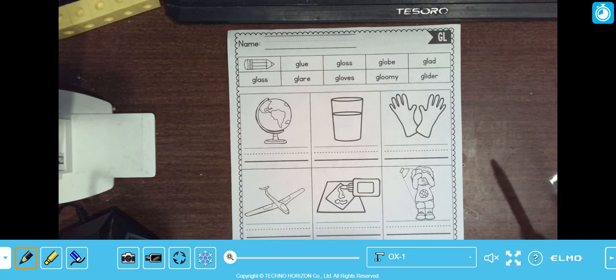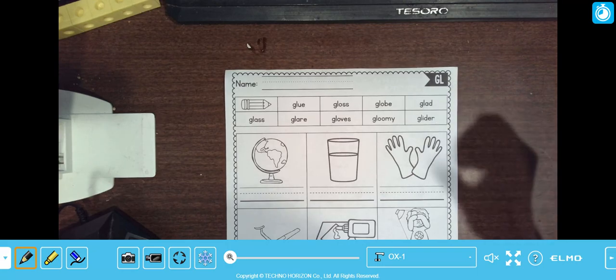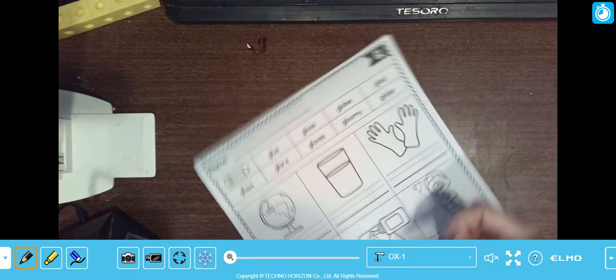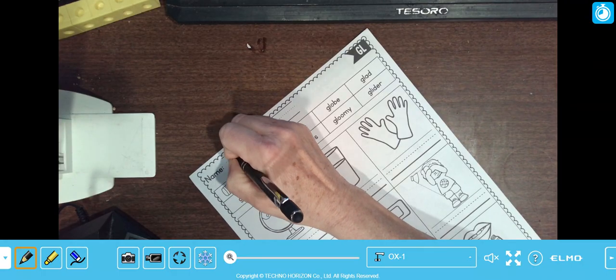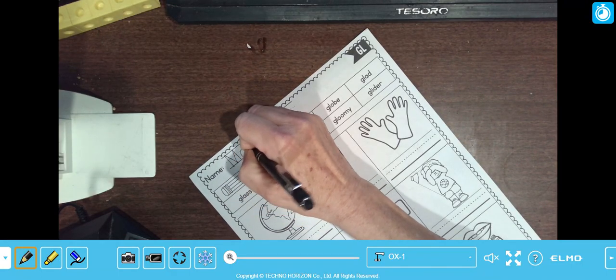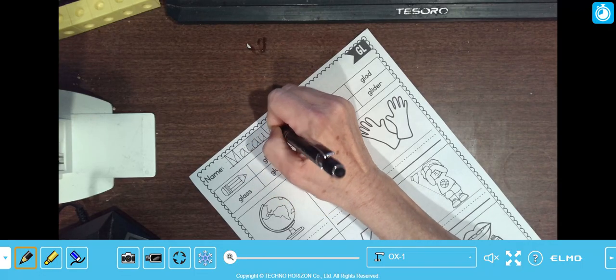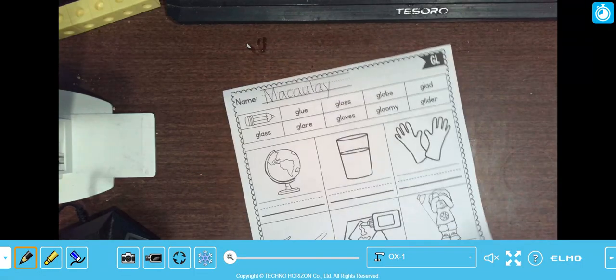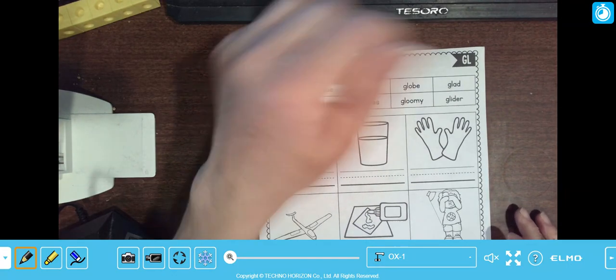Hello class, today we're going to be working on words that begin with the GL blend. Okay, so go ahead and write your name at the top of the page. Okay, you do it with pencil please, even though I'm doing it with a pen, because if you make a mistake you can erase it, and if you have a pen you cannot.